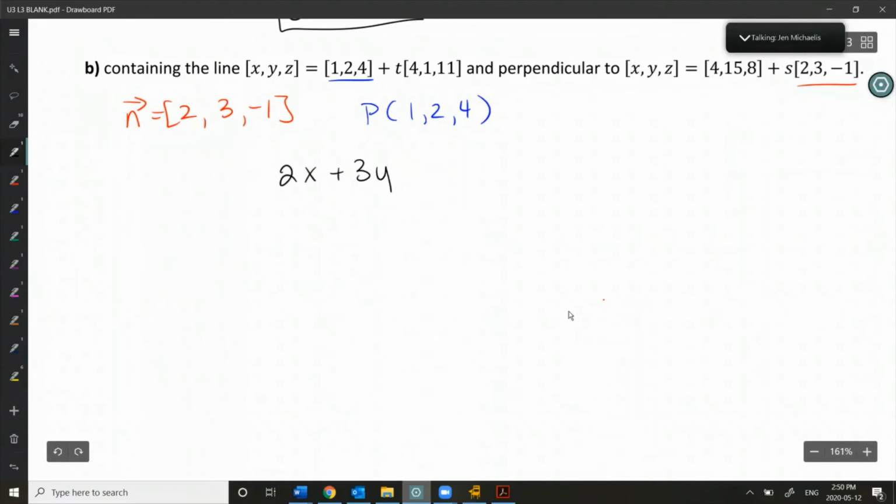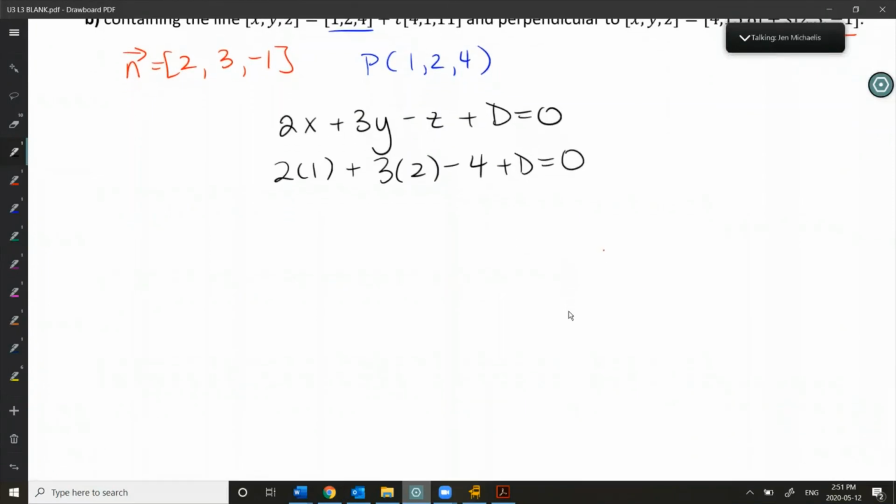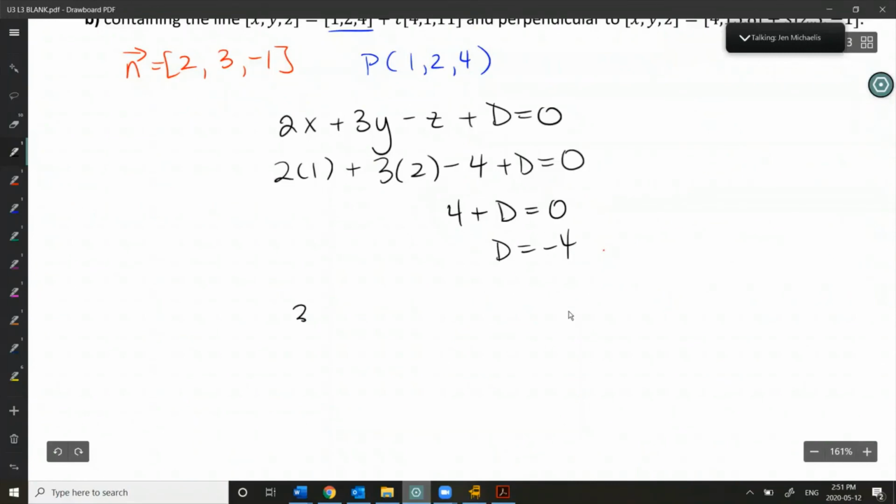So you're just going to set up your equation here, and we're going to plug in the point to solve for d. All right, it looks like I'm getting 4, and that means d equals -4. So you're going to sub that back in.